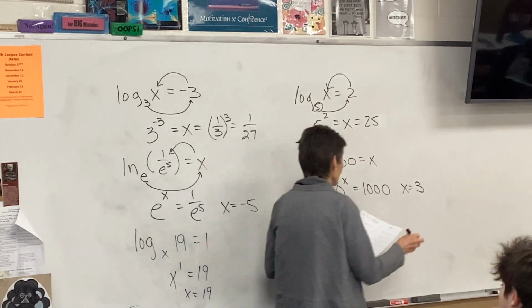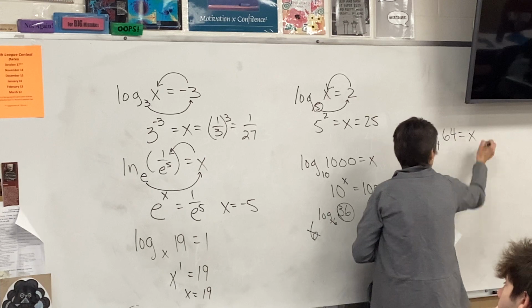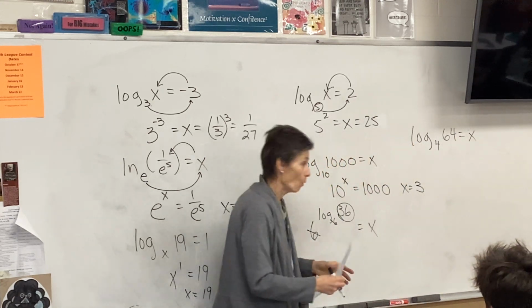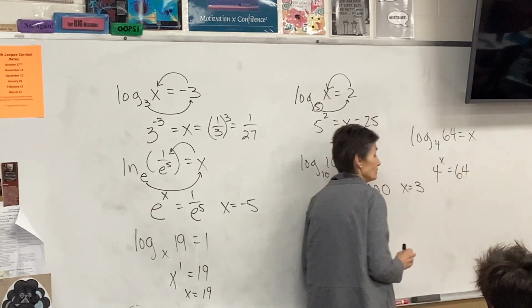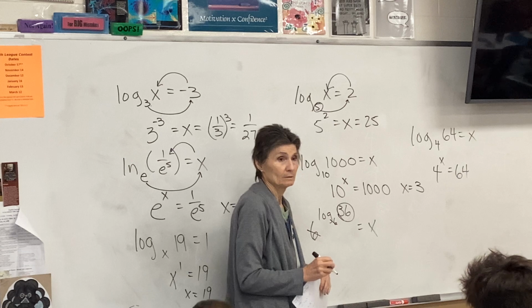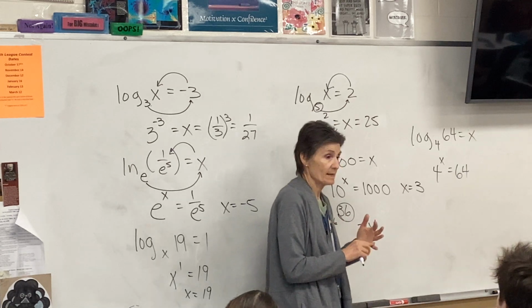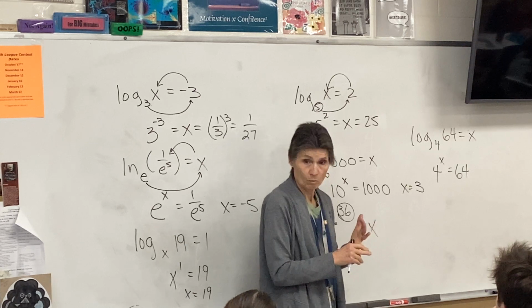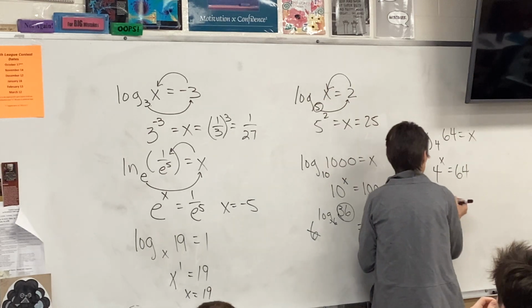All right, and finally, log base 4 is 64. What's that say? 4 to the x equals 64. So you have to figure out 4 times itself how many times? 3. 4 times 4 times 4. Is this a no calc quiz? Yep.